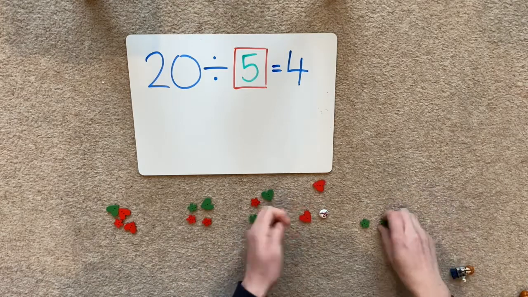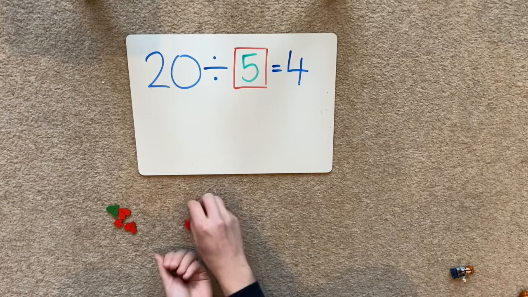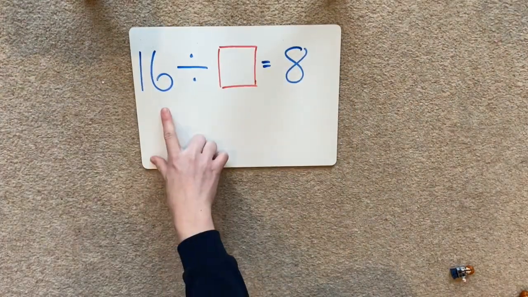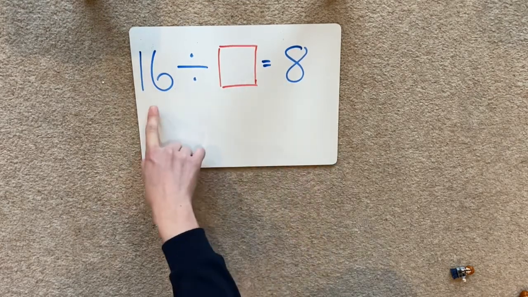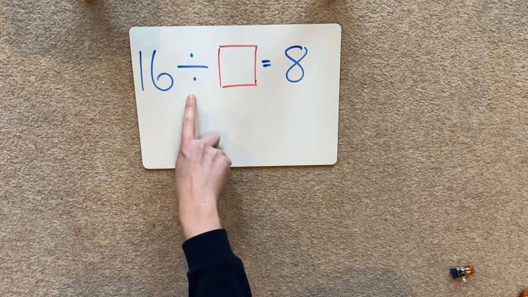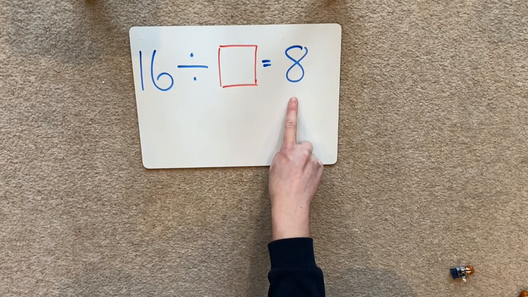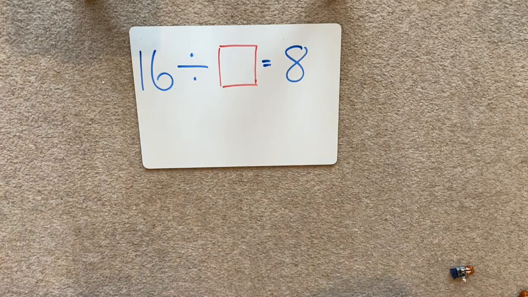For this next one, I want to see if you can do it first. So you try to work out the next question when I show you the board, and then you can play the video after to see if you've done it the right way. 16 divided by something equals 8. 16 is your altogether number. That's how many objects you're starting with. Shared between, you don't know how many people, but you do know that each person has 8. So pause the video and have a go at this one.